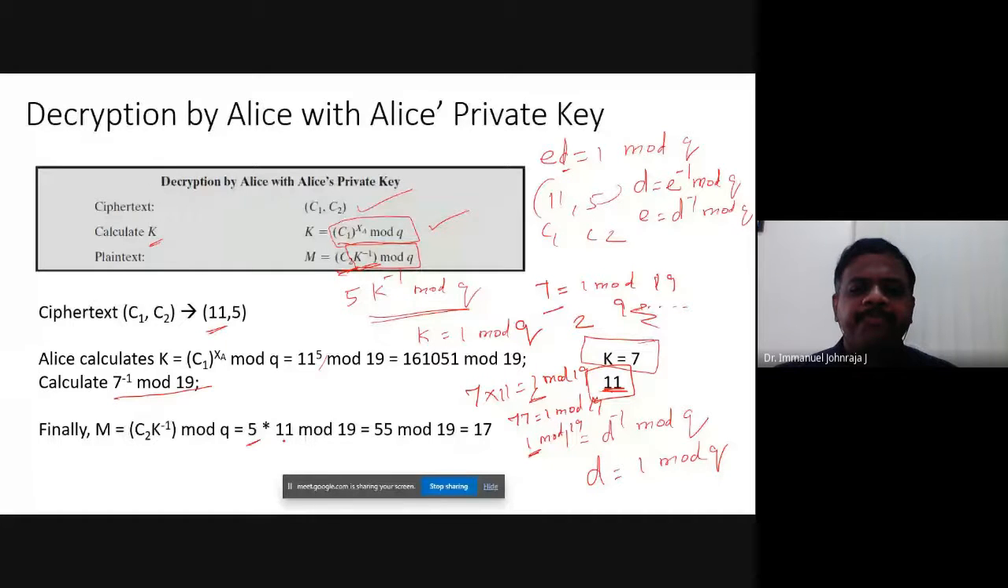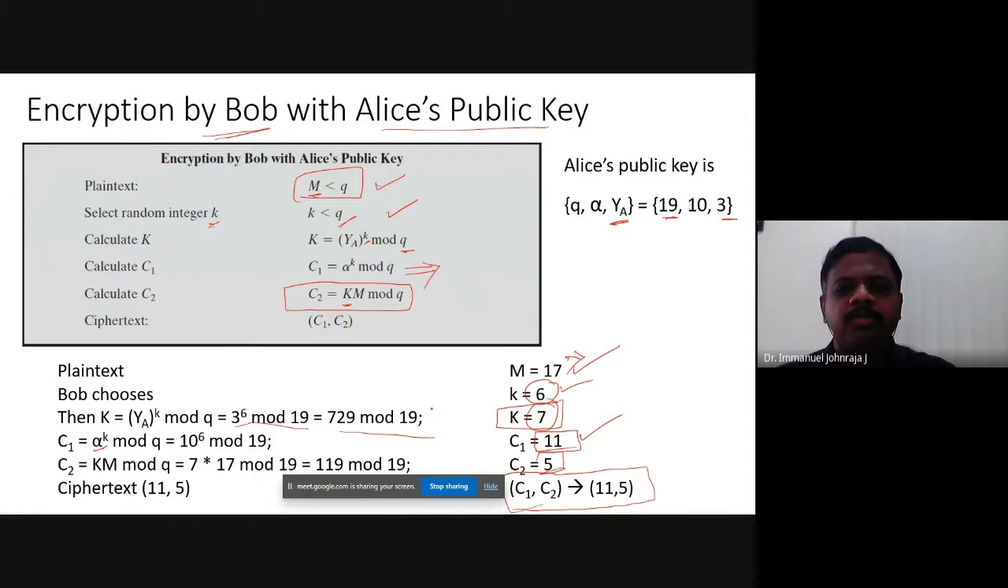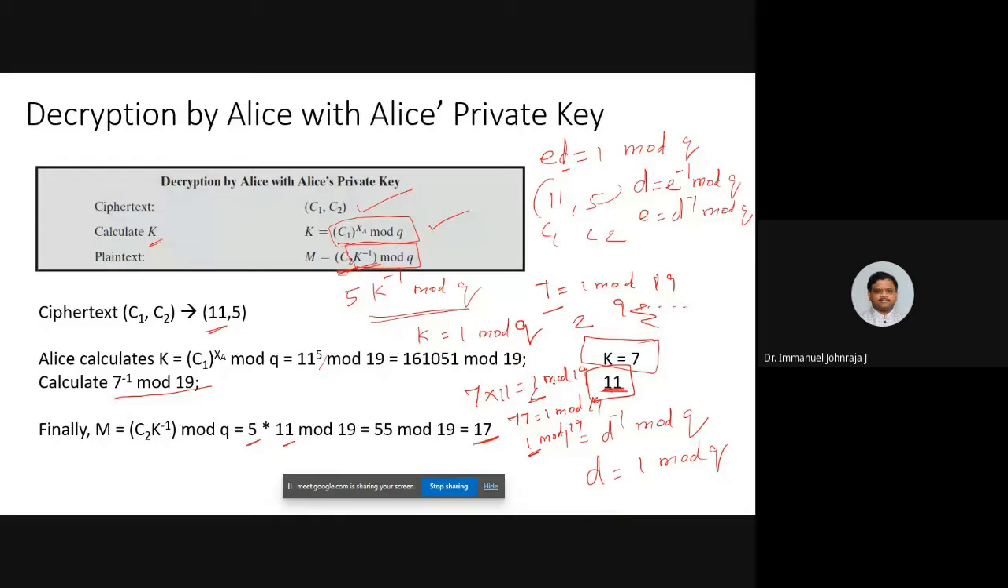Okay, C2 is 5. This is 11. So 5 times 11, 55 mod q. Mod 19, you have the value as 17. That is the original value of M. So M is chosen as 17. Now, Alice was able to decrypt the ciphertext which was given by Bob using his private key.